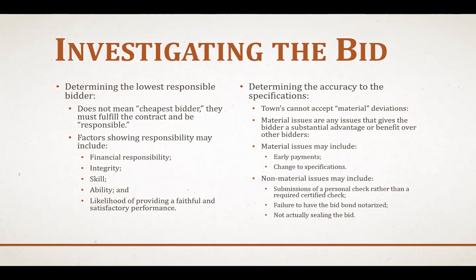After we have determined if someone is the lowest responsible bidder, then you have to determine whether their bid was accurate to the bid specifications. The town can accept non-material deviations, but can't accept material deviations. Generally speaking, a material deviation is any issue that gives the bidder a substantial advantage over the other bidders. If we again look at our outline, there are several examples here. I want to go through a couple of them.